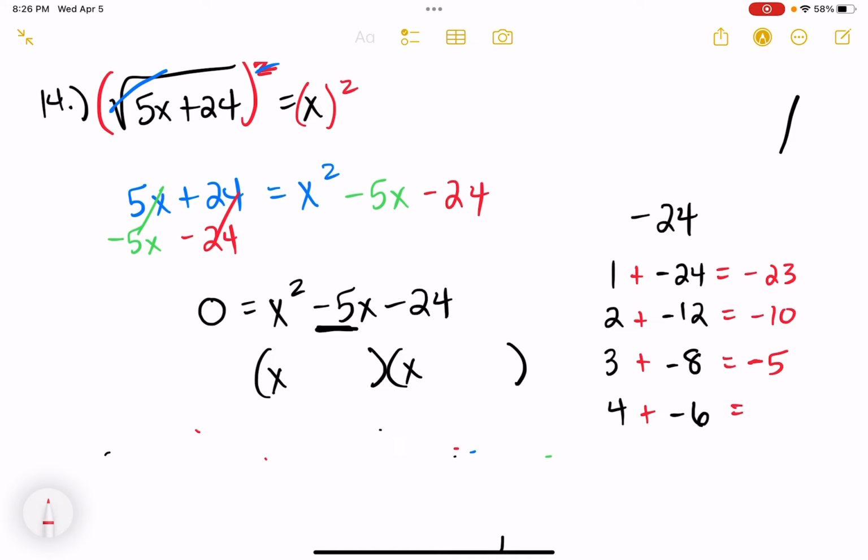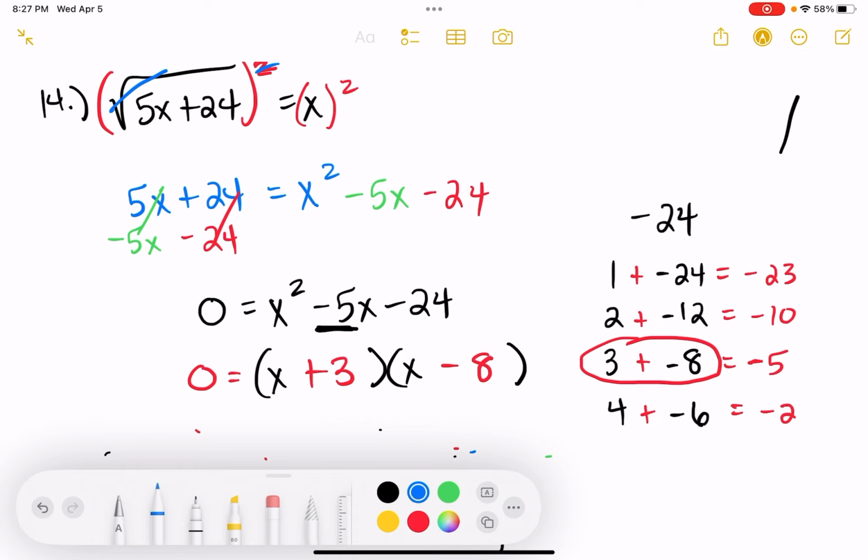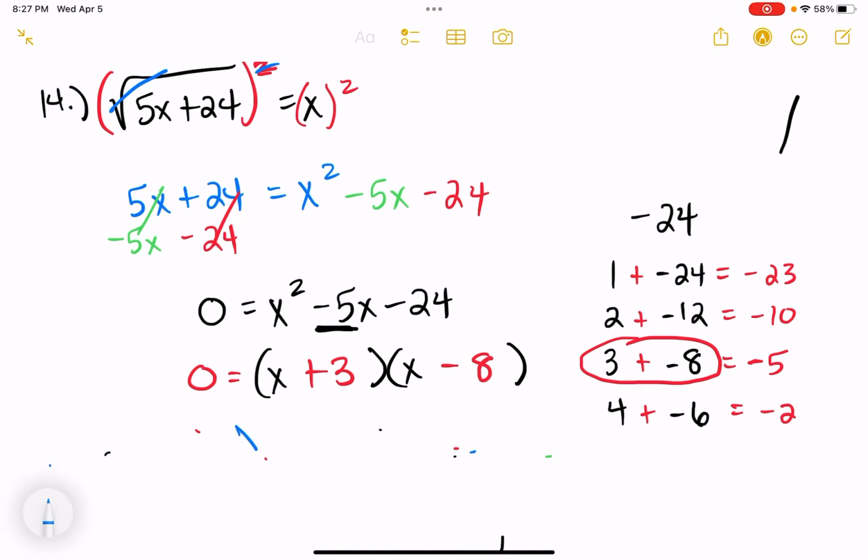And just to double check, this one is negative 2. So it's a positive 3 and a negative 8. Well, that positive 3 goes here, plus 3, and minus 8 goes here. All right, now you still got this equals 0 over here. Last step is really easy. All you got to do now is let both of those parentheses equal 0.